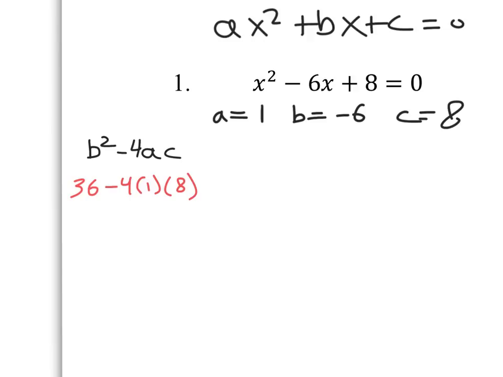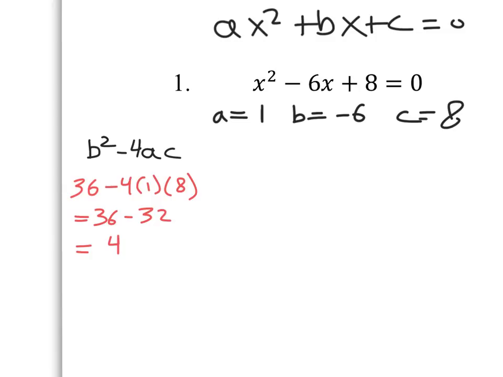Okay? I like to use parentheses. That way it reminds you that it's multiplication and it helps with the negatives. So in this case, it's going to be equals 36 minus 4 times 1 times 8, which is 32. And the answer there is 4. 36 minus 32 is 4.